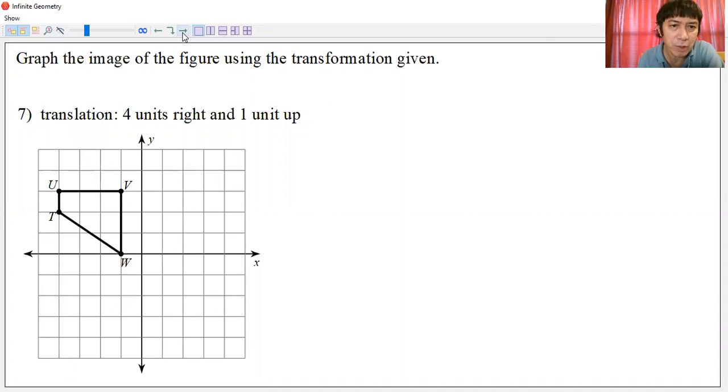Okay. 4 units right, 1 unit up. All right. How do we do this? So both numbers are positive. Going right, positive 4. Going up, that's positive 1. So this is translation 4, 1 on XY. There. Okay. All right. So this means XY.